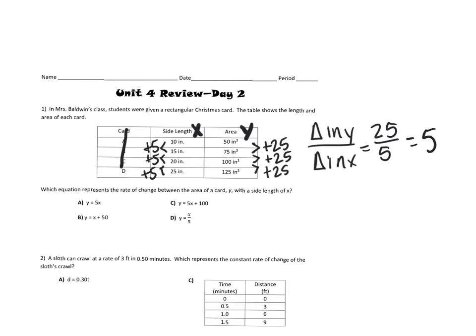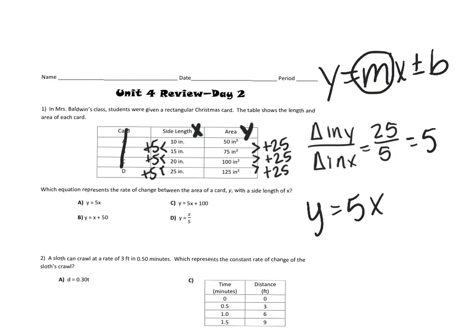Okay, 5 is our M, because it's our rate of change. So we should have Y equals 5X. That's at least part of it. Well, the only one that represents that, if you plug in right here, that we don't have 100. At 0, it's not going to be 100. It's going to be 0. So A is going to be your answer.